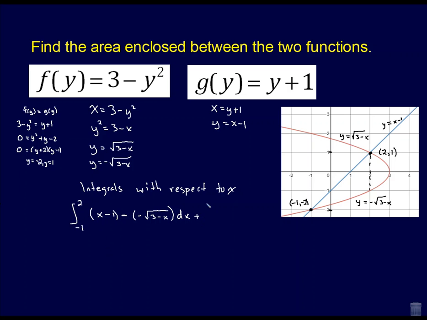But to that, we have to add the area that is between this vertical line and the end of the parabola here. And the x coordinates of these two boundaries are x equals 2 and x equals 3. And in this section, the upper part is the positive square root of 3 minus x, and then the lower function is the negative square root.